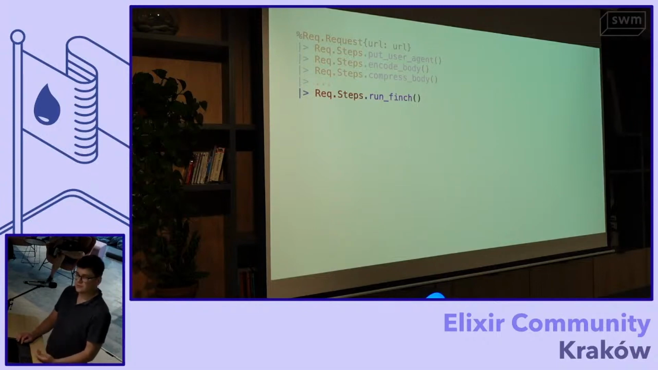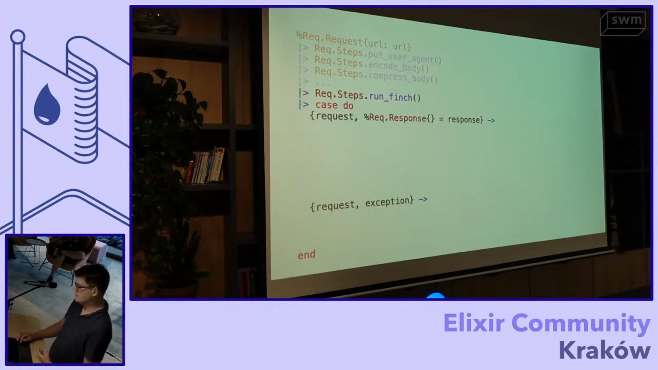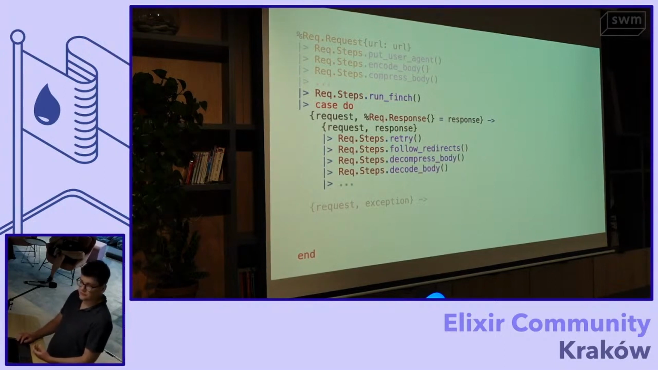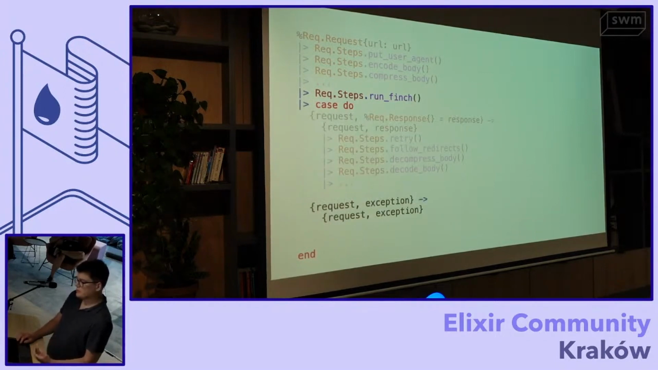Again, we use Finch by default, and this step is just a little bit different. Instead of returning the request, it would return either of these 2 things: either the request response tuple or the request exception tuple. In the first case, we would take this tuple, and now we would be passing it through response steps. So again, maybe if there was an error, we would try to retry. If there was a redirect, we would try to follow it, decompress body, decode body, and so on and so forth. And in case of error, we would, again, take the tuple and maybe retry the error.